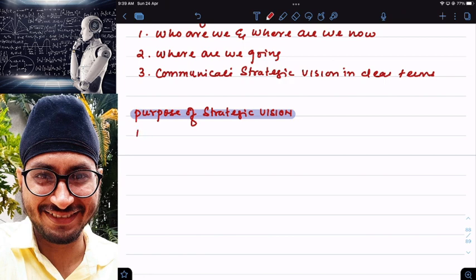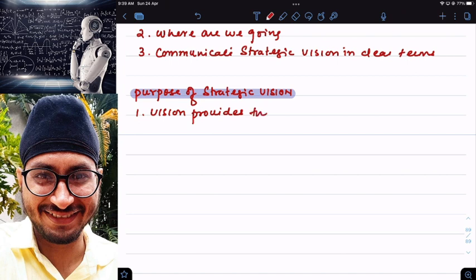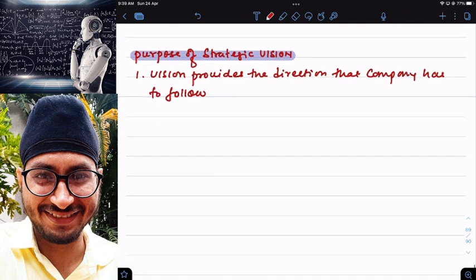Number one, vision provides the direction that the company has to follow. Obviously, which direction does every company want to follow? Every company wants to follow the upward direction only, not a downward direction. They always want to move in a correct direction.